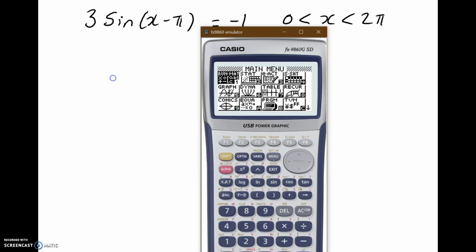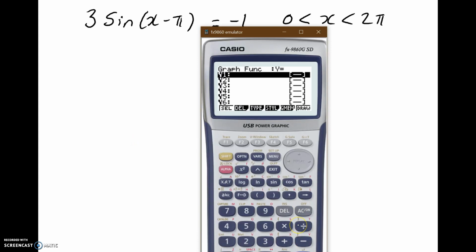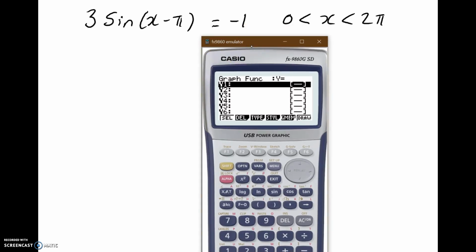Now going back to our main screen, we're going to use the graph mode to find our solutions. Let's go into the graph mode. What we are doing is drawing the left hand side as one function and the right hand side as another function, and finding the intersection point of those two functions. The left hand side, 3 sine bracket x minus pi, is one function and -1 is our other function. So in the first one I'm going to enter 3 sine x minus pi.